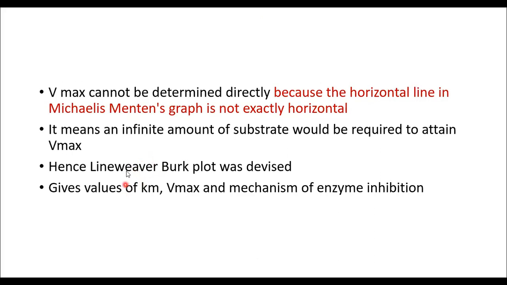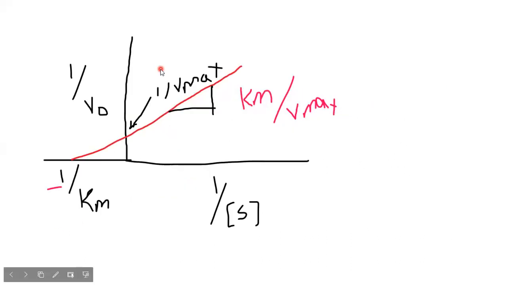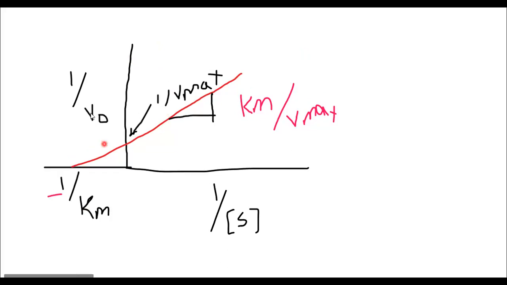So this Lineweaver Burk plot was devised, and it actually gives information about the Km, Vmax, and the mechanism of enzyme inhibition. This is the Lineweaver Burk plot. On the y-axis, we have 1 over V naught, which is the initial velocity, and on the x-axis, we have 1 over substrate concentration. And on the negative x-axis, we have 1 over Km.